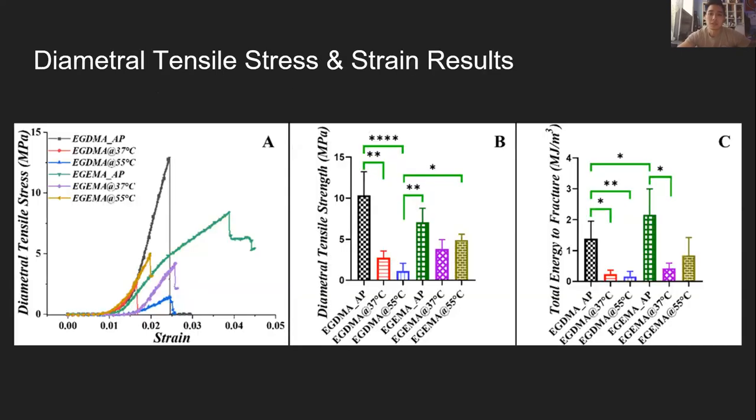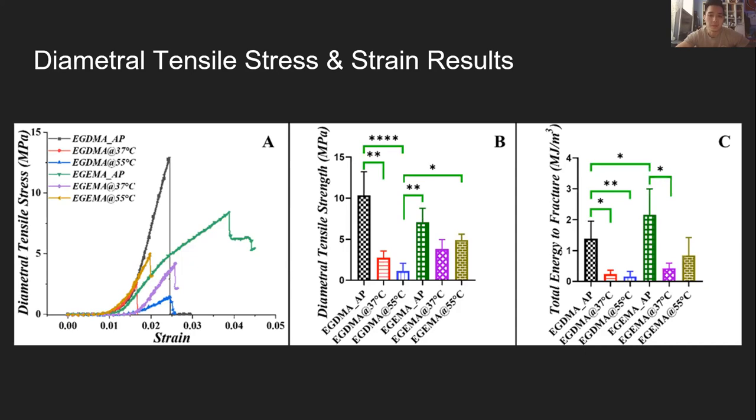So the scientists measured the strength of these polymers by finding the hardness or diametral strength, tensile strength, and the total energy needed to fracture. As you can see from the diagrams on the right, B and C, overall the tensile strength and the total energy needed to fracture were significantly higher in the EG-EMA samples. If you see on the left, graph A, both of these factors were combined to come up with a summarized, coherent graph comparing the EG-EMA and the EG-DMA.